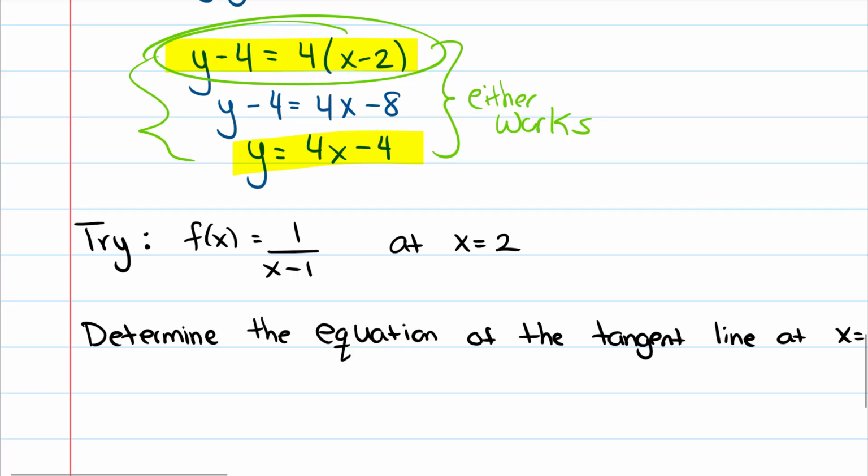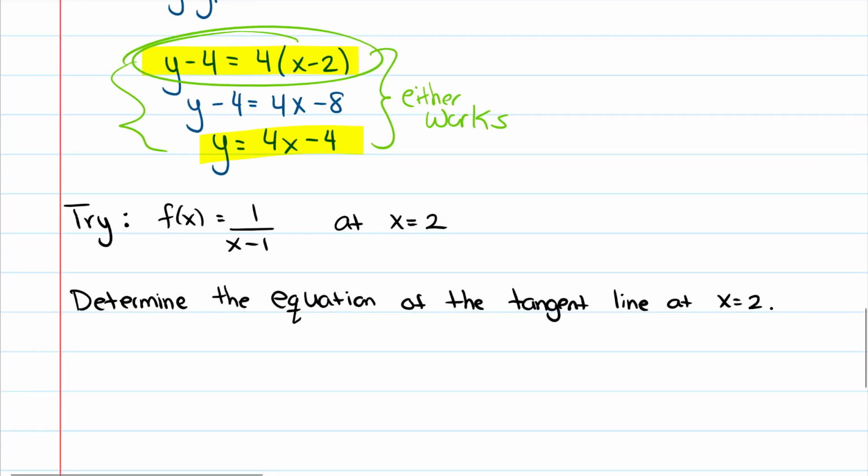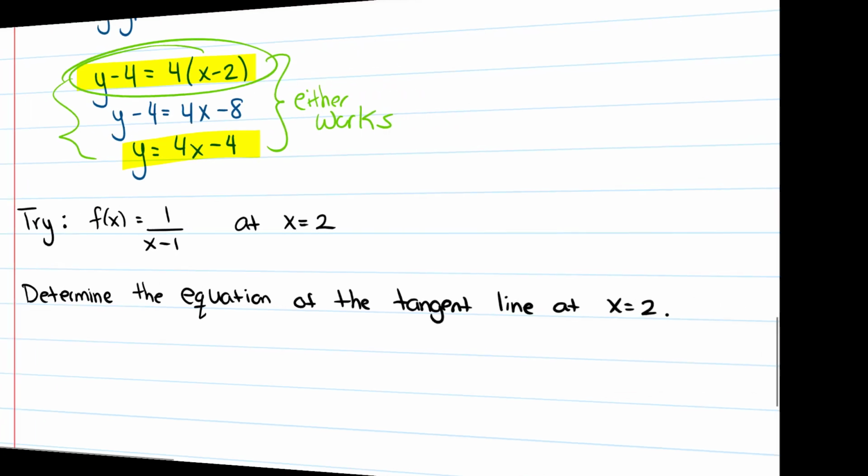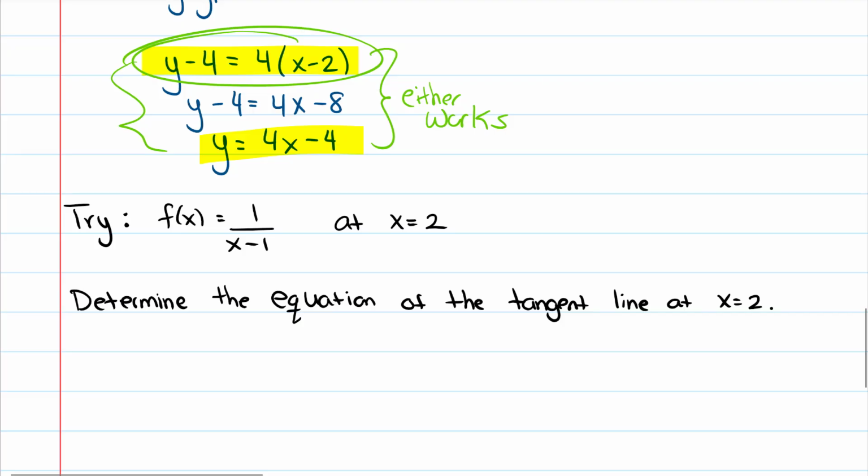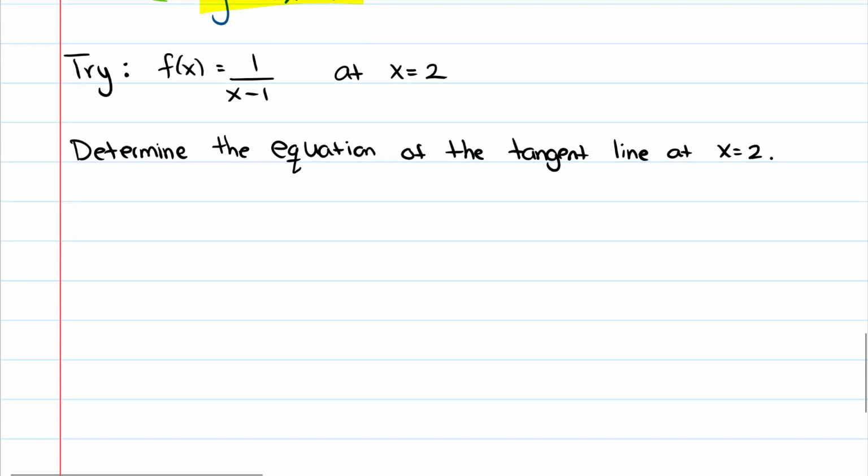So on your own now, I want you to use the function f of x equals 1 divided by (x minus 1), and I want you to determine the equation of the tangent line at x equals 2. Take a minute, and use the steps we just did in order to find that equation. Alright, let's take a look at it. Here we go.